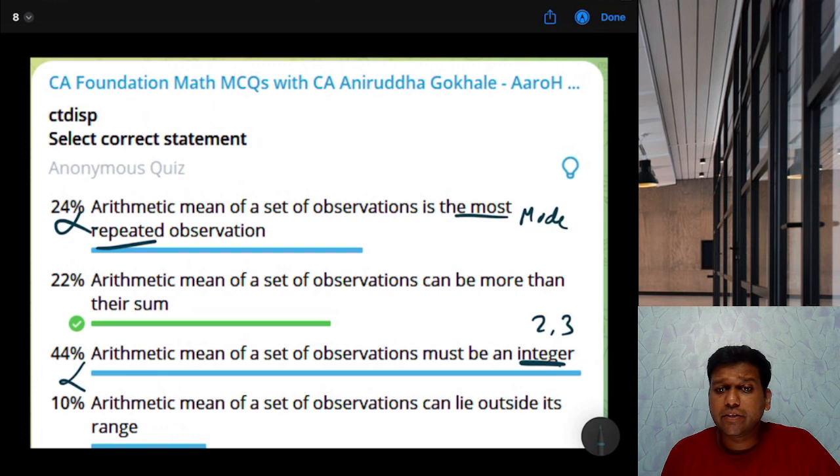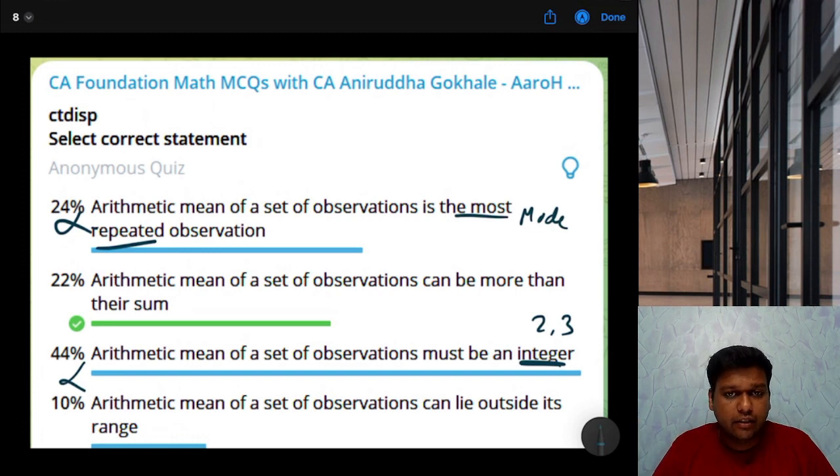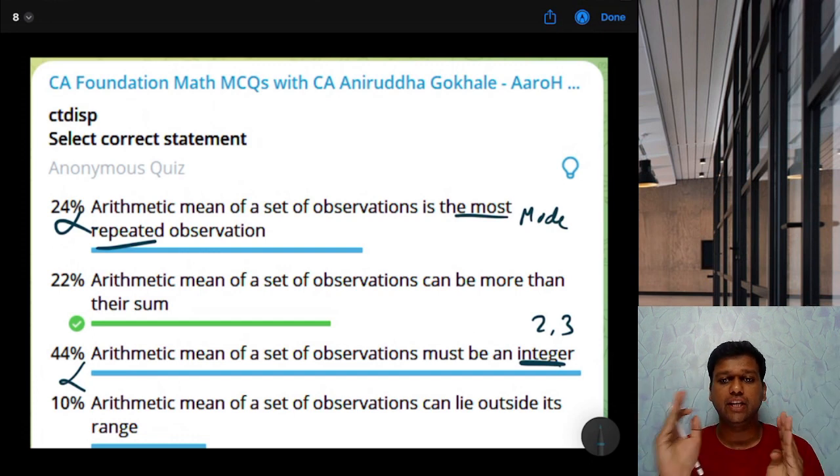Arithmetic mean of a set of observations can lie outside its range. Okay. Now, that is also not correct because if you have any two or any multiple observations, then for arithmetic mean, what do you do? You take total and divide by n. Think logically, if you are taking total and dividing by n, the value that you get is a measure of central tendency. If it is a measure of central tendency, it has to be the focus point. It cannot be outside the range. Range means lowest and highest. So it cannot be outside its range.